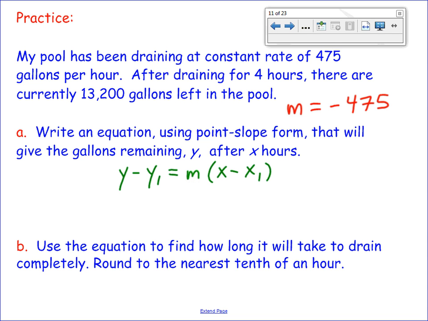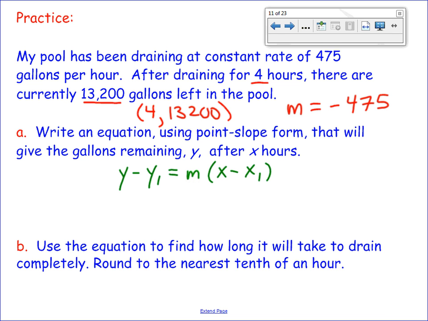Good. What are we going to use for our data point? What data point exists in this relationship? So what can I use for x sub 1 comma y sub 1? Margot? 4, 13,200. Yeah, after x hours is 4, there are 13,200 gallons remaining. Everybody, so we know one point is 4 comma 13,200.